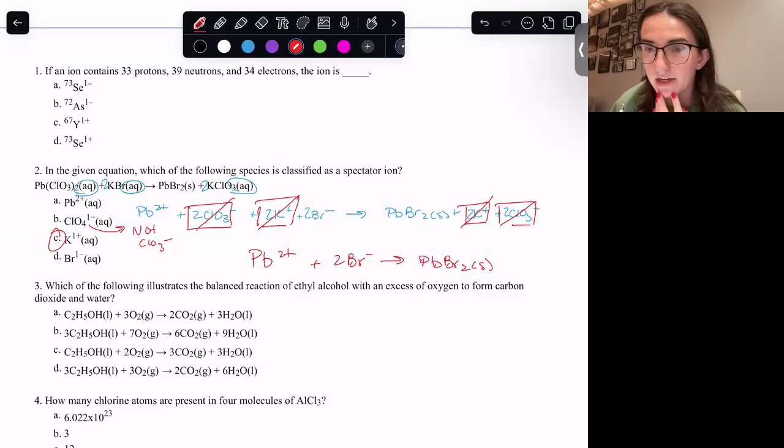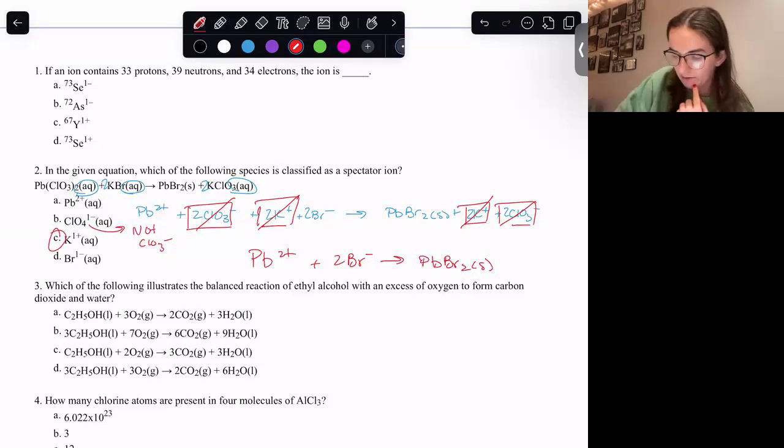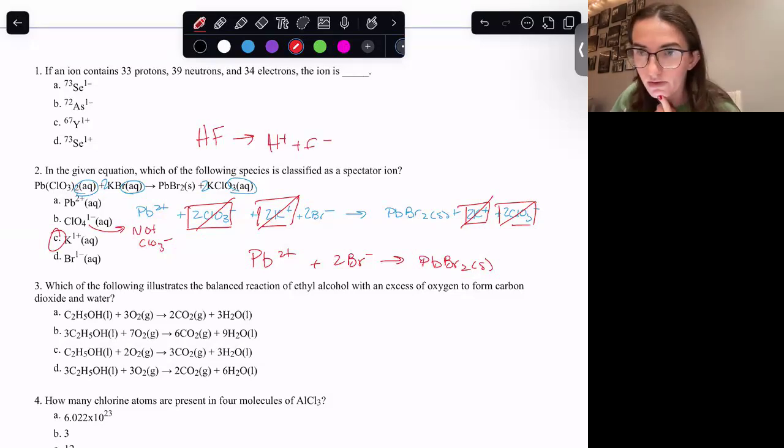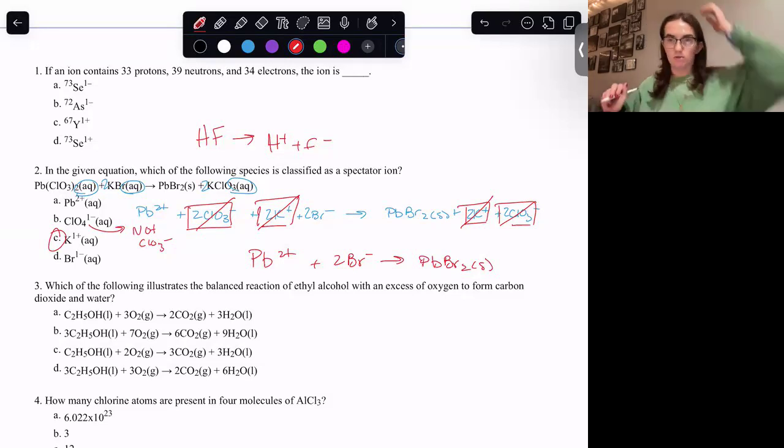Weak acids break apart in precipitation. So if you have like HF, right? This will still break apart into H plus and F minus. Strong acids and weak acids and bases, all of those break in solution for net ionic equations.